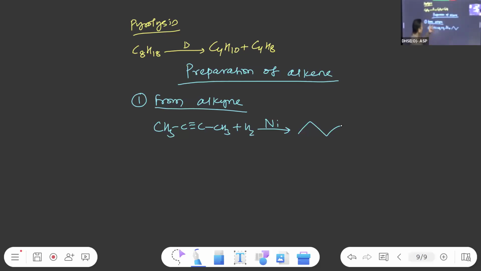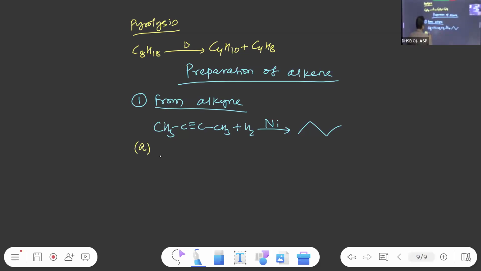Another issue is when the alkene is formed. Here it is but-2-yne. From but-2-yne, if alkene is formed, it will be 2-butene, which can exhibit geometrical isomerism, cis and trans. So in order to form the cis isomer, we have to use a different set of reagent, and to form the trans isomer, a different set of reagent. We will now discuss the reagents for cis and trans.